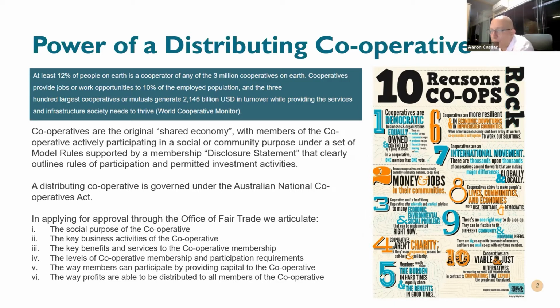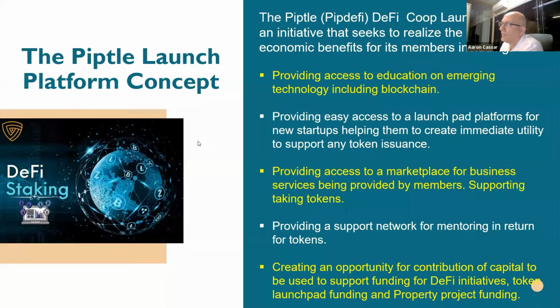So for Piptal and the cooperative we will be launching, key things to remember are: one, we need to have a social purpose. We need to have a key business activity. We need to have an ability to provide benefits to the members, and we need to have different levels of membership and participation. Each has its own requirements, and we offer the opportunity for members to learn, earn, and also be able to have the ability to create wealth through building up a portfolio through the cooperative.